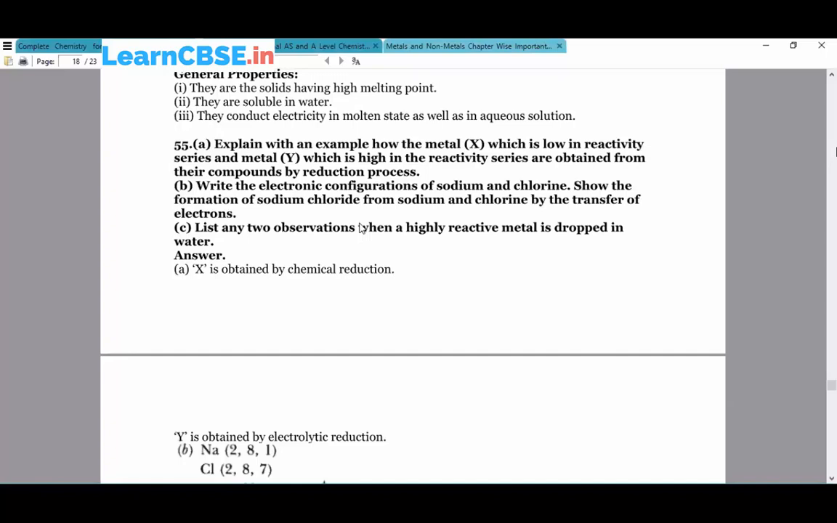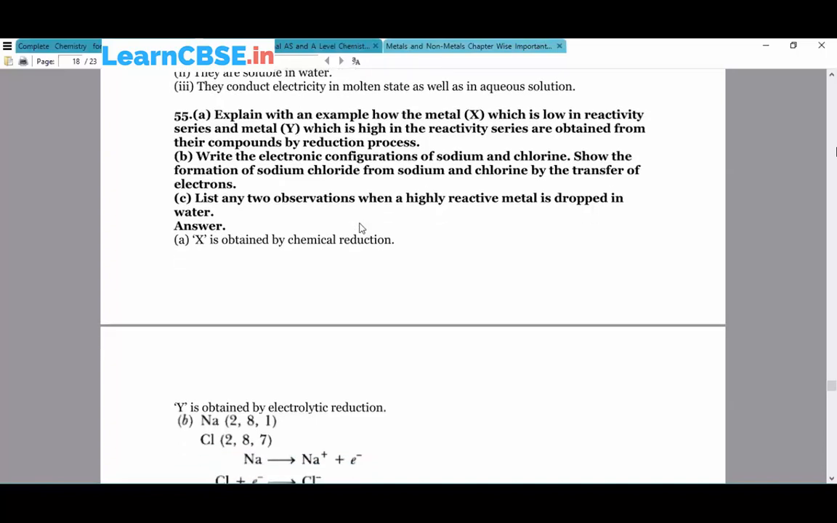Explain with an example how the metal X, which is low in the reactivity series, and the metal Y, which is high in the reactivity series, are obtained from their complementary reduction processes. So X is obtained by chemical reduction, Y is obtained by electrolytic reduction.